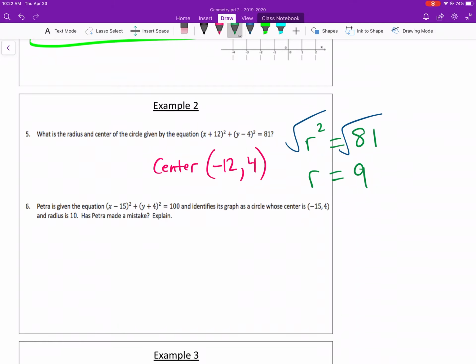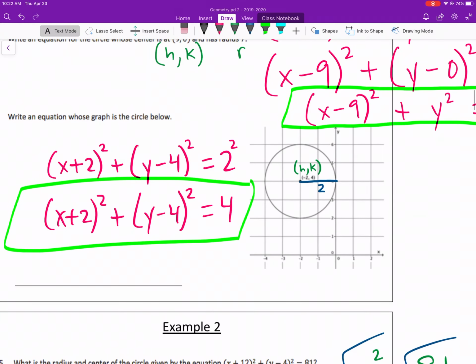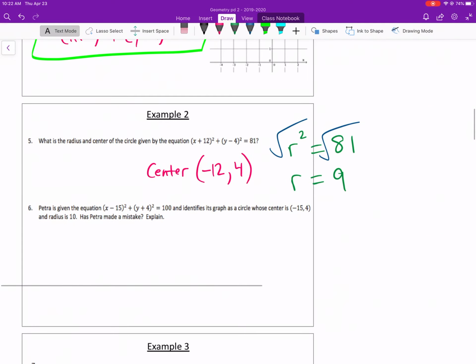Alright, so for the center, the signs just change. For the radius, we have to square root when we're moving from the equation to the radius. Before it was the radius to the equation, so we had to square it, like 2 squared here. Now we're square rooting because we're working in reverse.